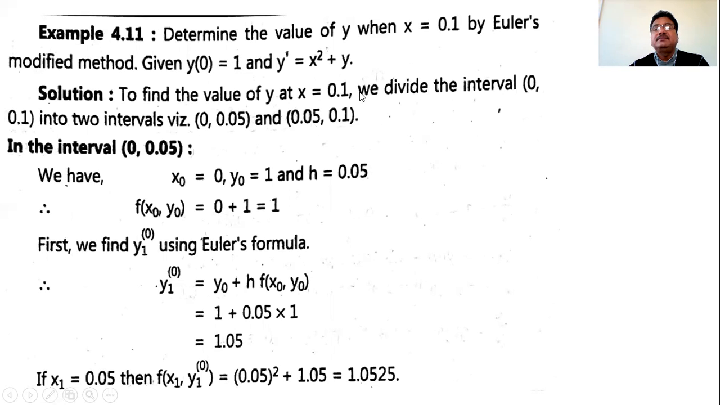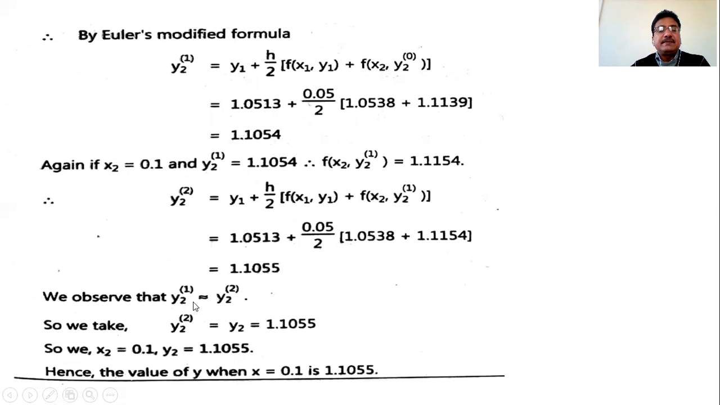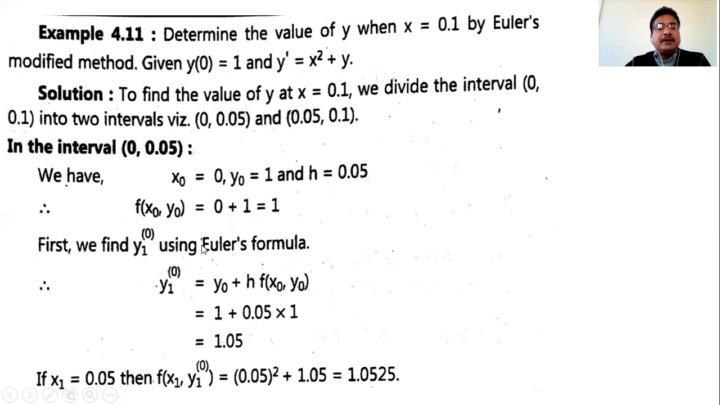We divide the interval in 2 parts, and first we have the value of y1 1, and then y1, and then we have the value of y2. So what is the value of y2? y2 is this. So the value of y at x equal to 0.1 is this, 1.1055. So what is the change between Euler's method and Euler's modified method? Just find y naught, y1 by using the same Euler's method, and then finalize y1 by finding y1 1, y1 2. That is this. Up to this, the problem is the same.